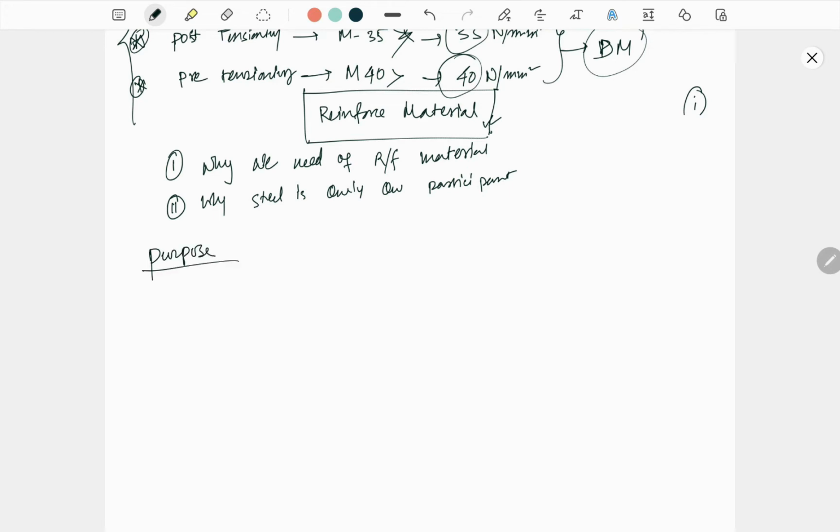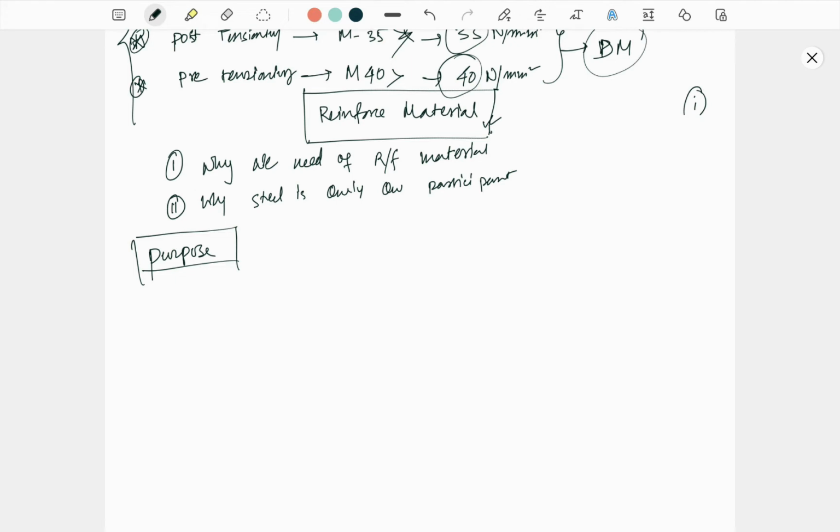मतलब यार क्यों चाहिए मुझे? तुम्हें एक मोबाइल चाहिए 80,000 का, बट क्यों चाहिए भाई? Is it necessity? ठीक वैसे ही we have to understand what is the purpose of reinforced material in RCC.